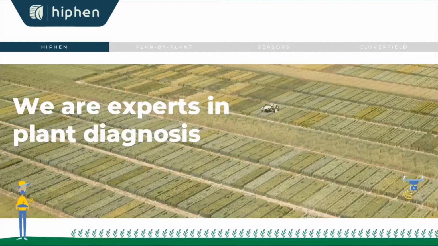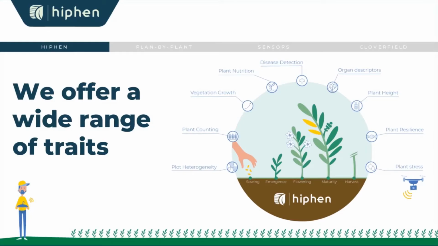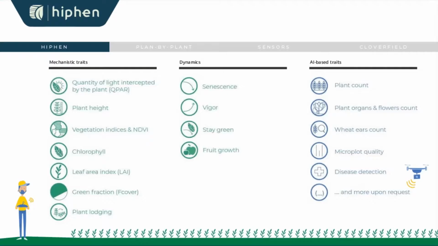So a few words about Hiphen before we launch into the plant-by-plant topic. We are experts in plant diagnosis. We are experts at measuring plants using a wide range of devices and sensors. We offer a wide range of traits. So if you're a breeder, for instance, and you're interested in a particular trait, it's very likely we've got it for you, or we can develop it for you. So we have a very large portfolio of traits that we can compute in Cloverfield.